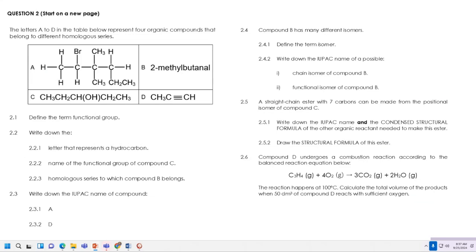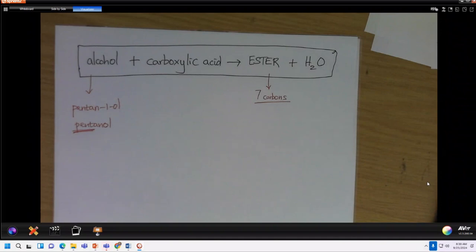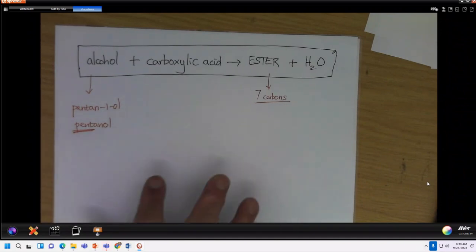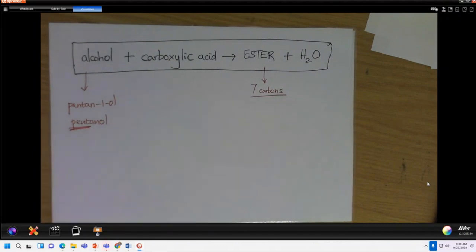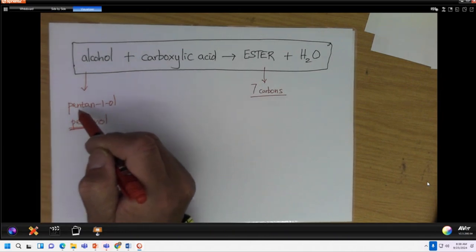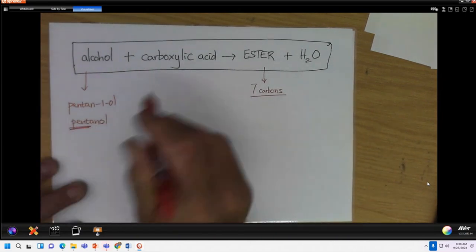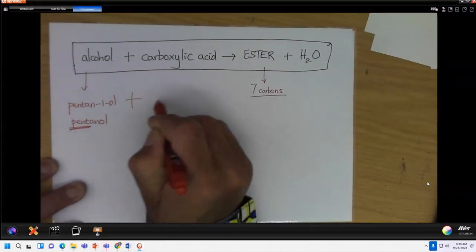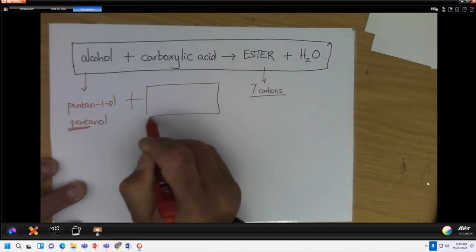Now, the question says, write down the IUPAC name and the condensed structural formula of the other organic reactant needed to make this ester. Oh, what a beautiful question. You see, grade 12s, our answer becomes all the more easier because we've got this mind map in front of us. Let me ask you this question. What is 7 minus 5? Obviously, it's 2.